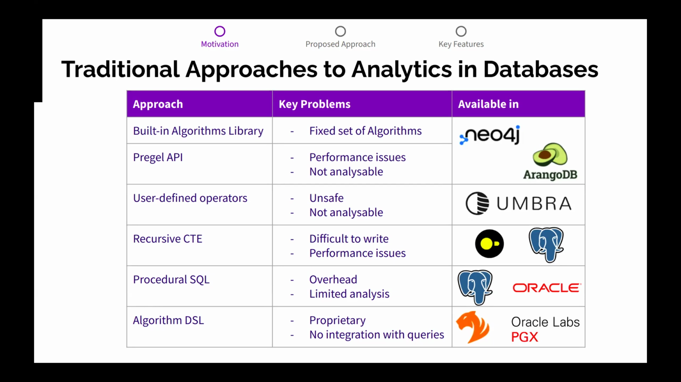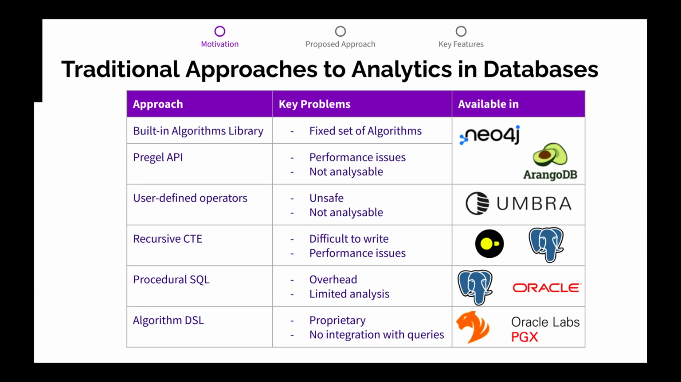So there are also some more flexible approaches. I've seen multiple vendors offer a Pregel API. This is a vertex-centric processing API, and this would allow you to construct your own algorithms. That comes with its own issues, though. I've noticed some performance issues in these implementations. And you also lose analyzability.